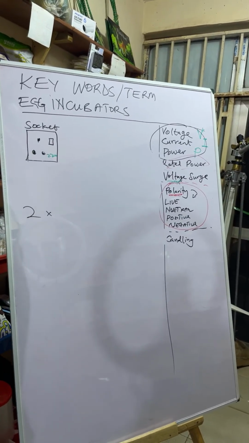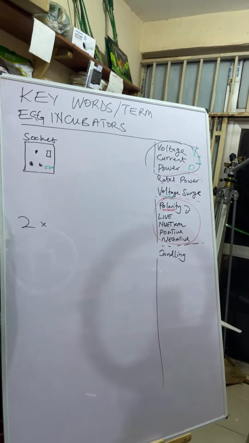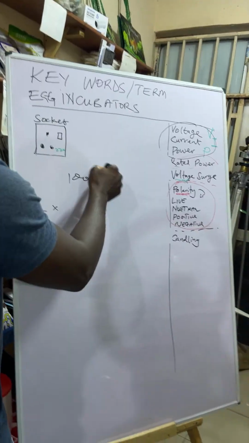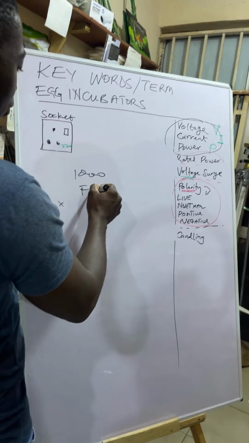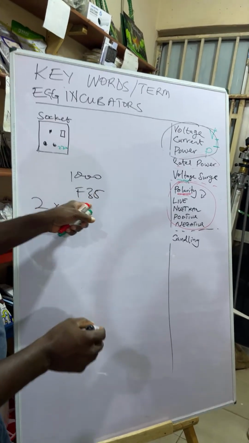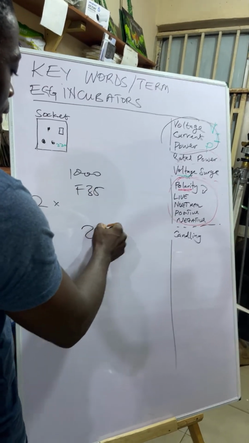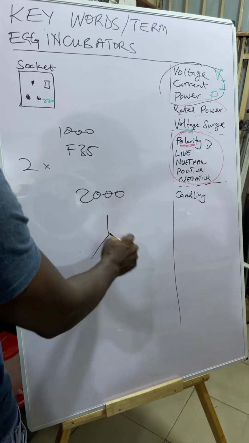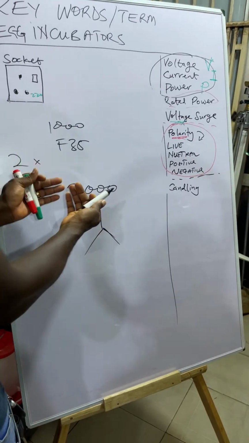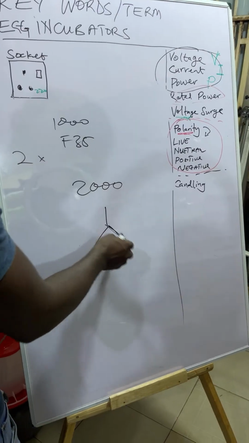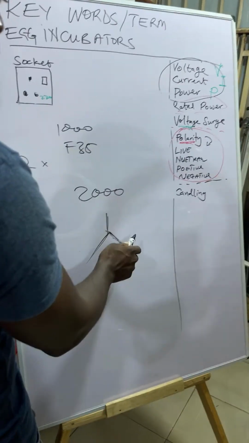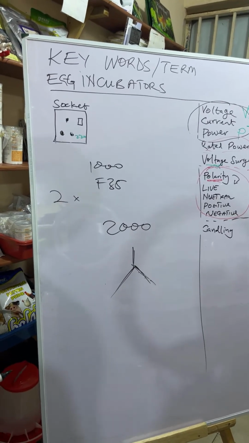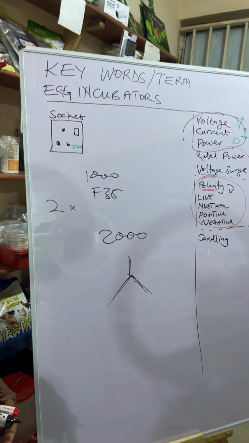Which fan is good for a 1,000 to 2,000 capacity egg incubator? Okay, so for 1,000 eggs, that's the F35. I showed it. And then for the 2,000 eggs, you go with the ceiling fan. You mount it at the back and let it blow towards the door. We have all those in stock, and we can show you how to mount them in your box.